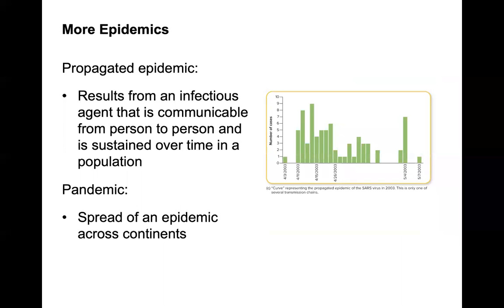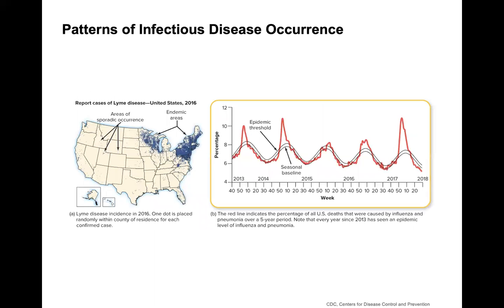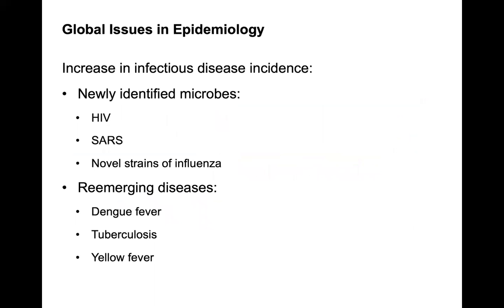And then the different types of epidemics. We're currently living in a pandemic, which is the spread of an epidemic across all continents. That's what coronavirus is. And then you can also look at things such as something endemic, which means it's just part of that geographical region. Sporadic diseases occur occasionally with no regular set pattern. And you can look at Lyme disease here. You can see patterns and peaks that we see.